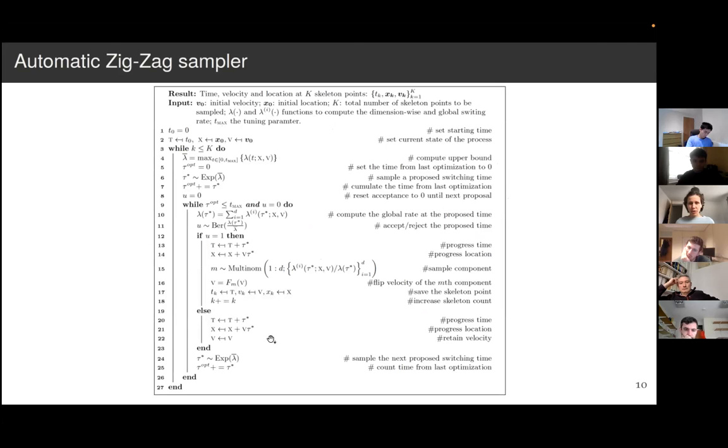This is the pseudocode. I'm not going to go through it in much detail. You might be able to recognize the usual scheme of the zigzag, but the interesting addition that we made is adding this maximization step here at the beginning, where we set what lambda bar will be for some points. Of course, if there is no switching between 0 and T max, then we will move the location deterministically to T max and then continue looking ahead another T max interval and set another lambda bar.